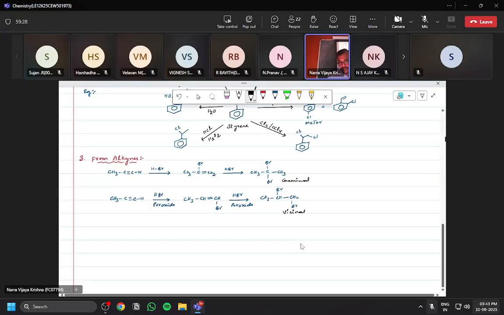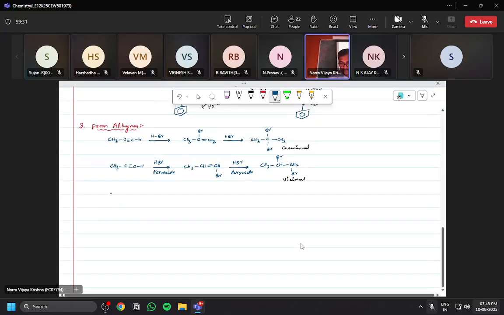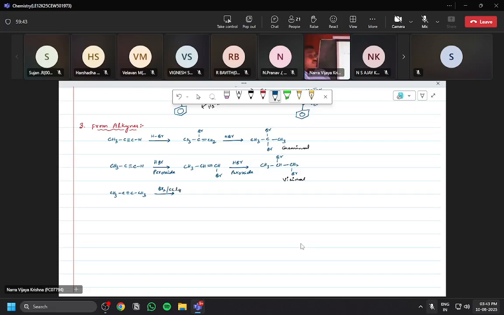Next, sir. If the same alkyne is allowed to react with Br2 in presence of CCl4, now the products are: first one Br2 will be added, one above, one below, anti-addition. Another Br2 will be added. So totally 4. So we'll get CH3C, Br, Br, again C, bromine, bromine, CH3. Tetrahalo derivatives you will get. Any questions?